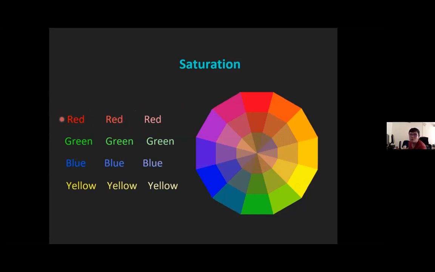So this one on the left here, the red, green, blue and yellow, all these are highly saturated. They have a very high saturation value. And here is not so saturated. And this is very desaturated. Get what I mean, right?